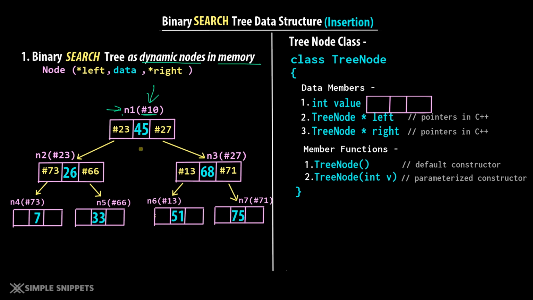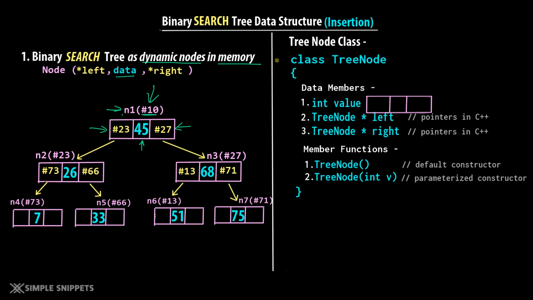Taking a look at the node, it would have the value, which is also known as data or key. And then the node will have a left pointer and a right pointer which, as the name suggests, point to the left child and the right child.